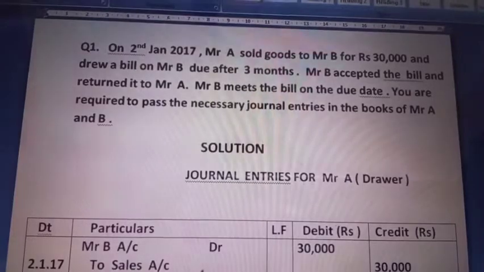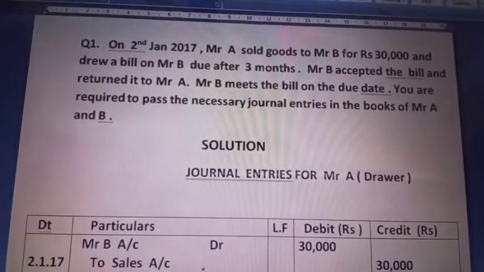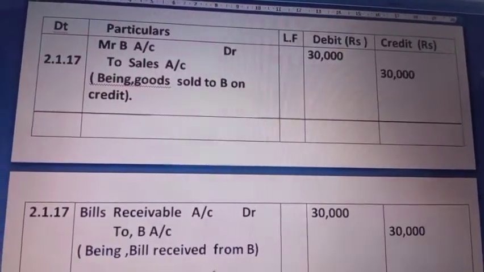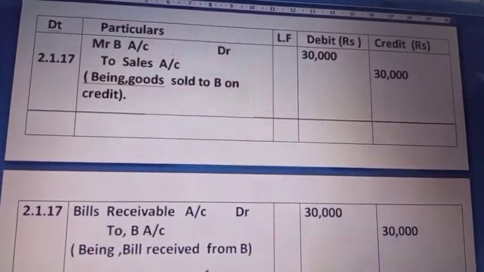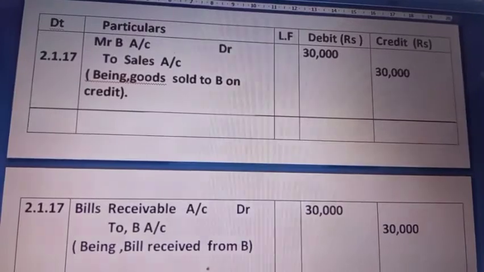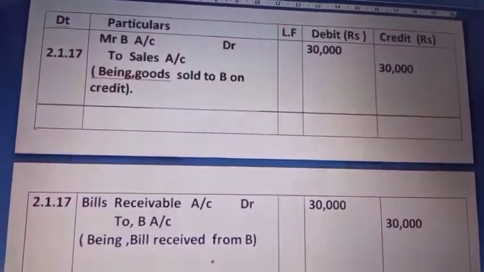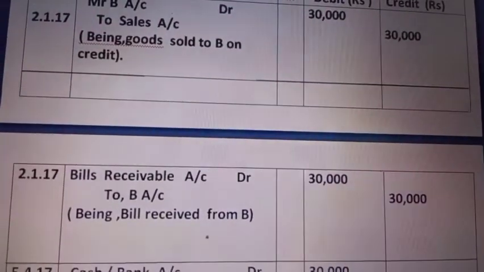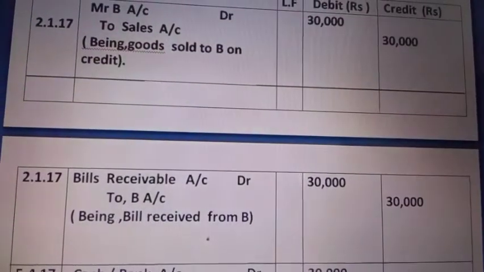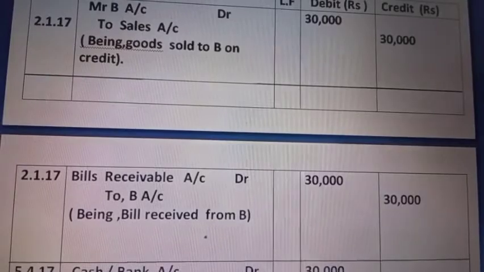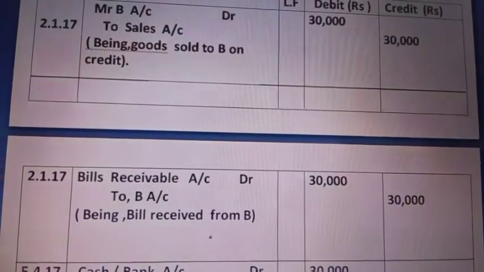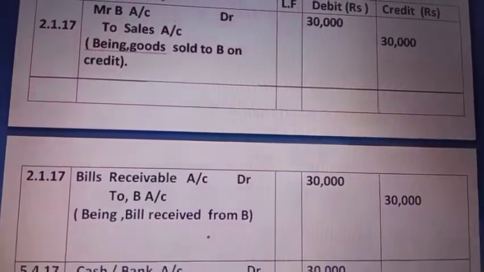Now let us come to the journal entries for it. The first entry is for these credit sales, that is on 2nd of Jan 2017, Mr. B account debit to sales. Then on the same date we have the bills receivable which is accepted from B. So bills receivable account debit to B's account, that means we are getting a bills receivable from B, so it is an asset, so it is debited.